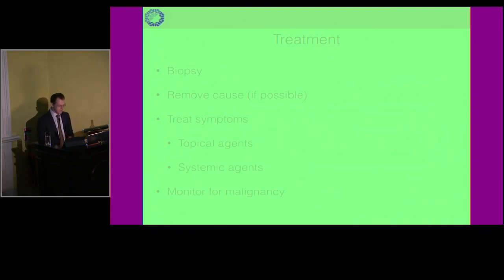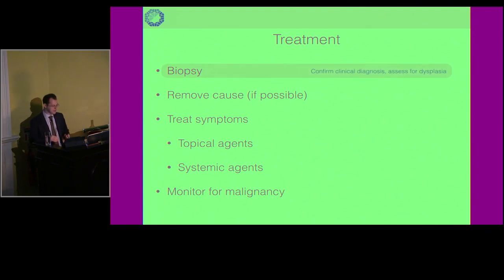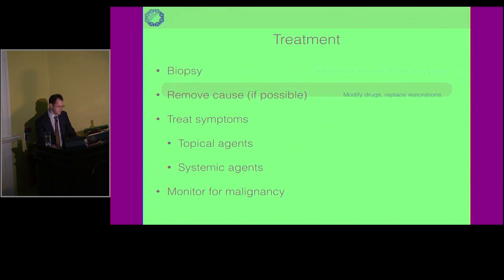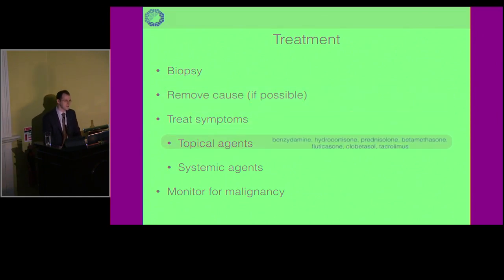Treatment for this, biopsy, unless the diagnosis is really clear. I'm very keen on getting a biopsy, to rule out any dysplasia and to be sure that we've got the diagnosis right. Because with these patients, we're committing to telling them they've got a lifelong increased risk of malignancy, they need to be careful about self-monitoring, and it's quite nice to know that you're sure of the cause. Sometimes there's a cause that can be removed, drugs, restorations, and then again we're into the steroids to treat these.